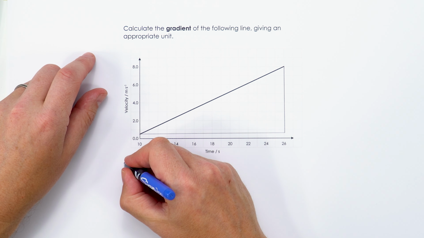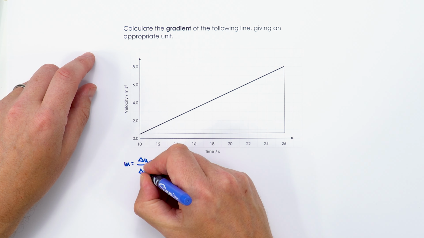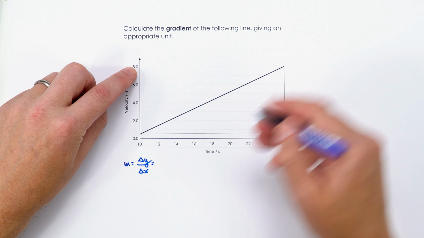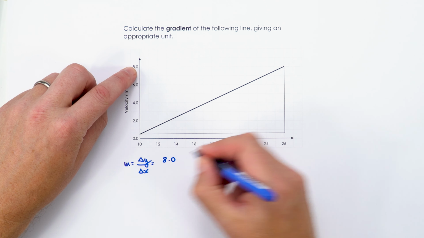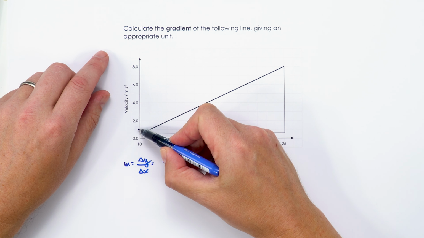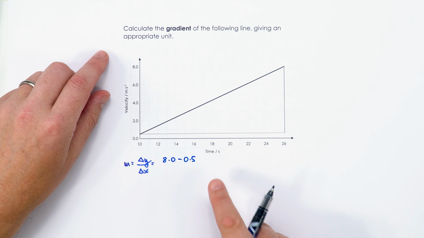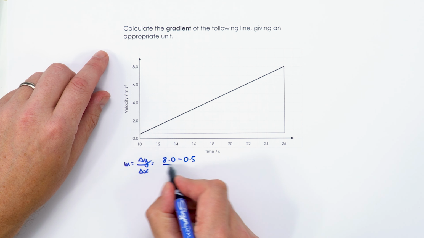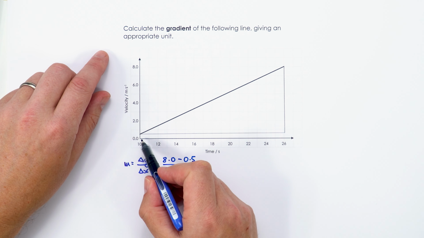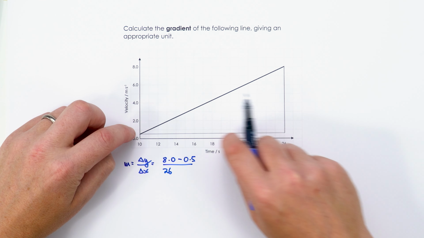Now here, the gradient is going to be equal to the change in y divided by the change in x value. And so the biggest value of y that we've got is 8.0, and the smallest value, well, it's going to be halfway between 0 and 1, so that's going to be equal to 0.5. And then the change in x value is equal to 26 take away 10. So this line doesn't actually go back to the origin on these axes.